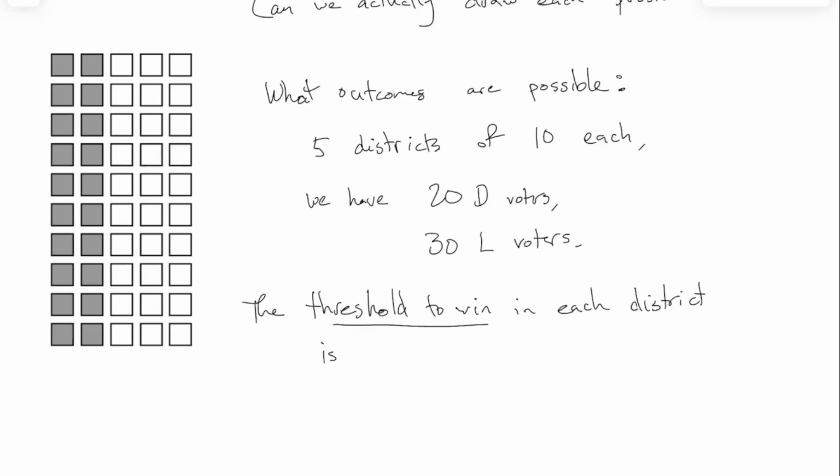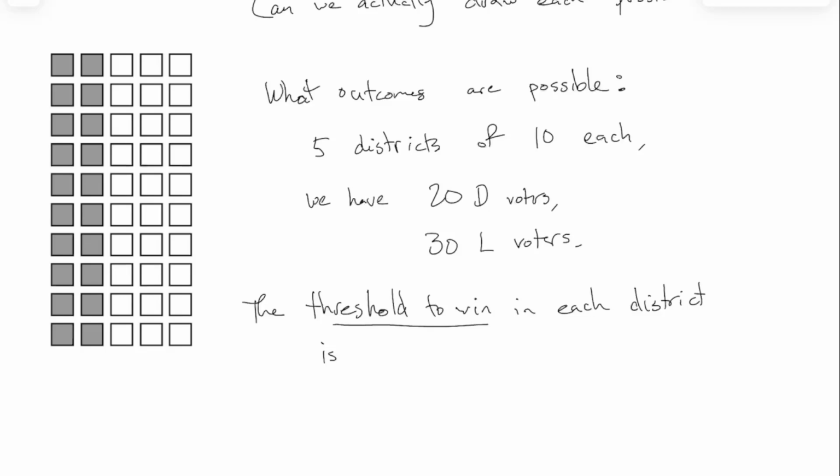This is sort of the key idea that you want to focus on when I'm asking you which outcomes are possible. There's a certain threshold to win in each district. Each district has 10 voters in it. So how many do you need to win a district? You don't actually need all 10 to be on your team to win in a district. I think you should say 5 or 6. I would say 5 is a tie, which is not good enough to win. I want to talk about straight up winning. So yeah, you need 6 in order to win each district.